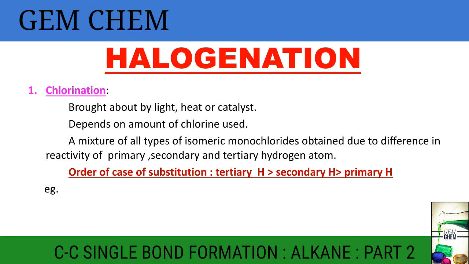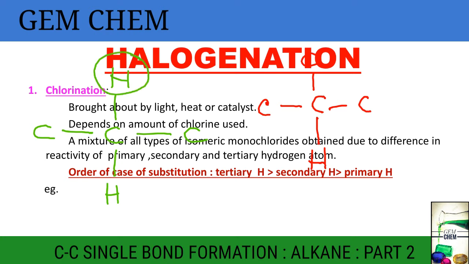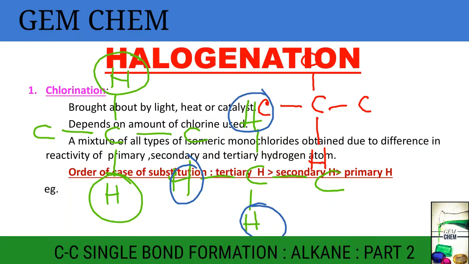So what is tertiary, secondary and primary hydrogen? Now see, when a carbon is attached to 3 carbons, then the carbon is known as tertiary carbon atom and the hydrogen attached to that type of carbon atom is known as tertiary hydrogen. And again, if a carbon is attached to 2 carbons, then the hydrogens present on that carbon are known as secondary hydrogens. And if a carbon is attached to 1 carbon, the hydrogens present on that carbon are known as primary hydrogens. That is, this and this are the primary hydrogens.